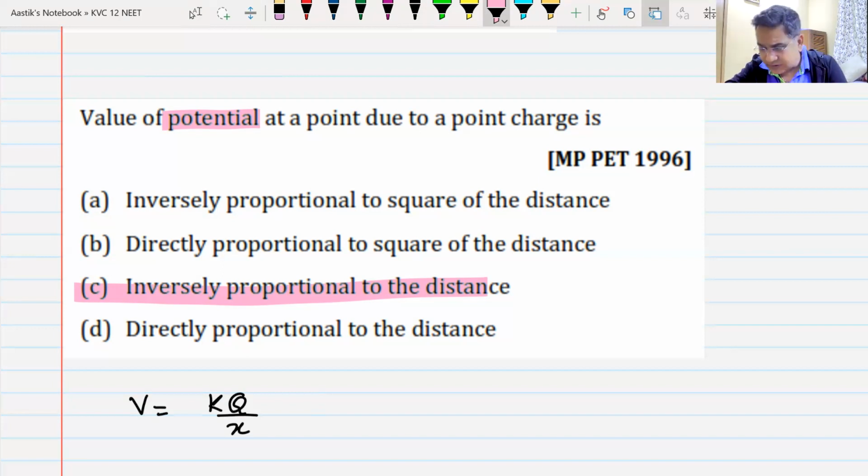Yes, still in electric potential. We will see the relation between electric potential and electric field.